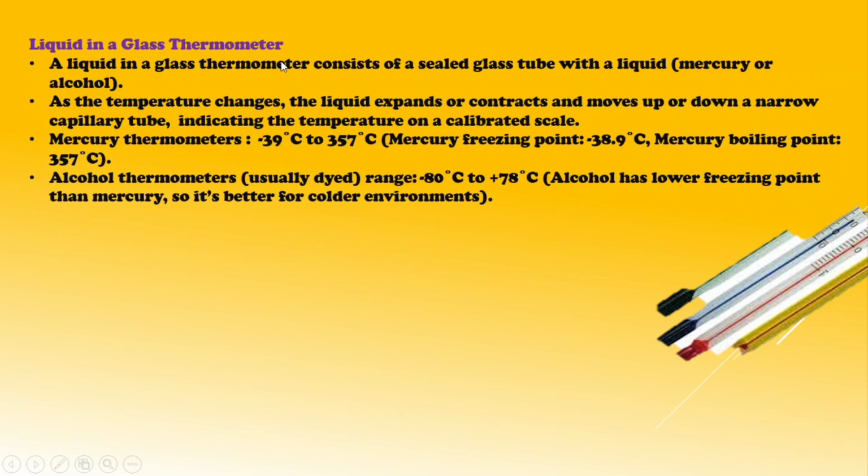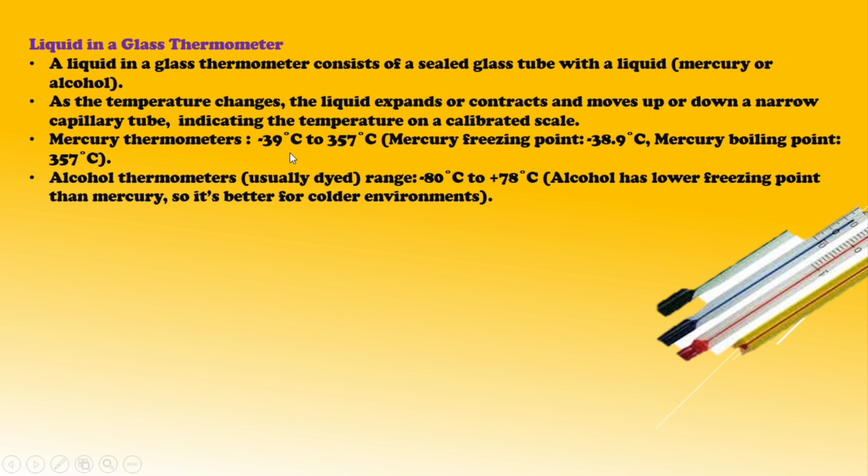Liquid in glass thermometer. A liquid in glass thermometer consists of a sealed glass tube with a liquid, mercury or alcohol. As the temperature changes, the liquid expands or contracts and moves up or down through a narrow capillary tube, indicating the temperature on a calibrated scale.